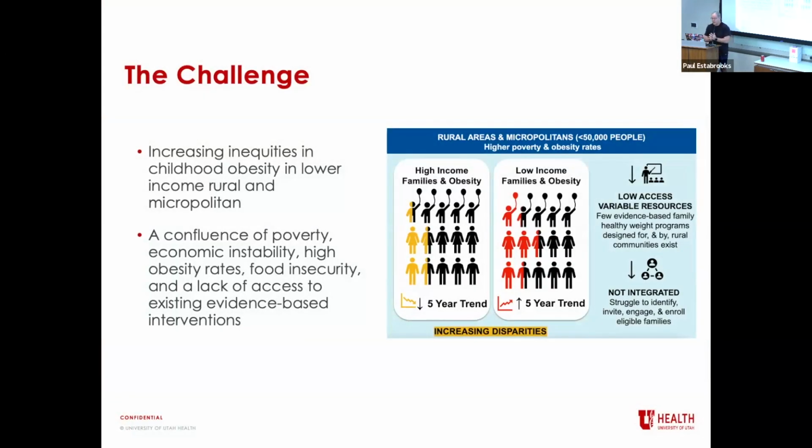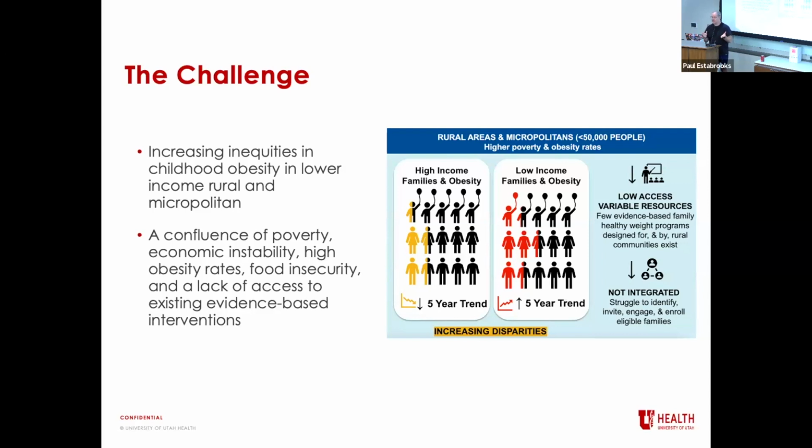So the challenge that we were trying to deal with is that there are increasing inequities in obesity when you start thinking about high income urban populations and low income rural populations. Over the last 5 years, obesity rates increased in low income rural areas and decreased in high income urban areas. So when you get that kind of thing going, we're starting to see worsening of differences rather than improvements. So that's the first thing that we wanted to try and address.